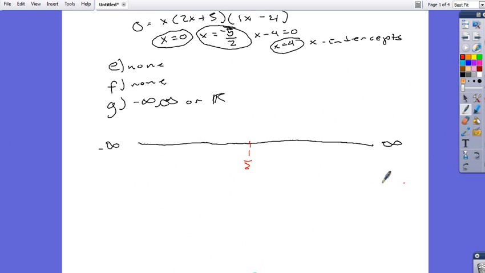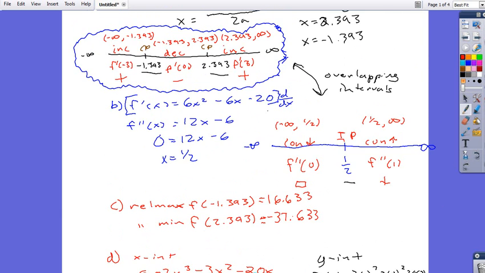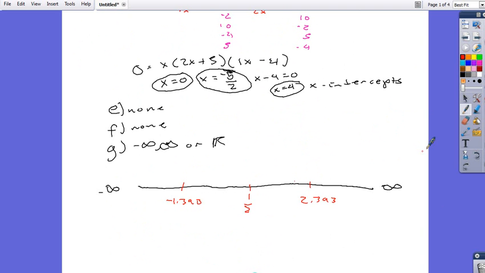There we go. So that was negative 1.393, and then I believe that was 2.393. I have to double check that. Yeah. Okay. And let's do our first derivative information first. It was increasing on this interval. Let me write it a little bit smaller. Increasing on this interval, and this interval is negative infinity to negative 1.393.